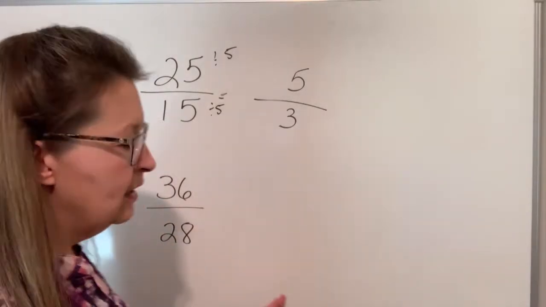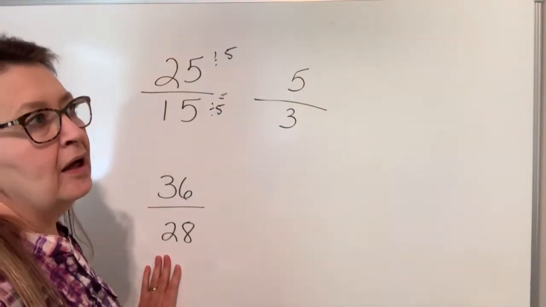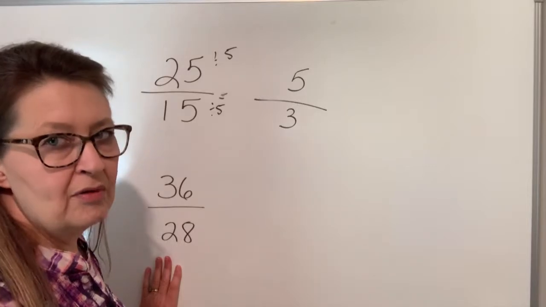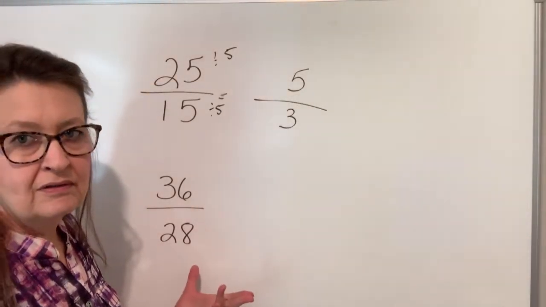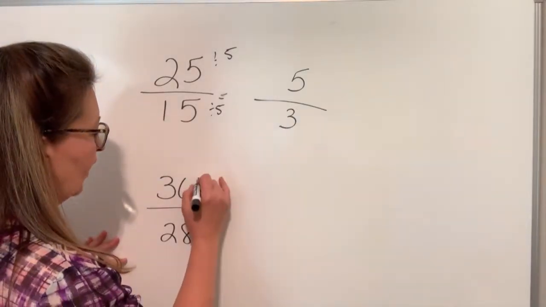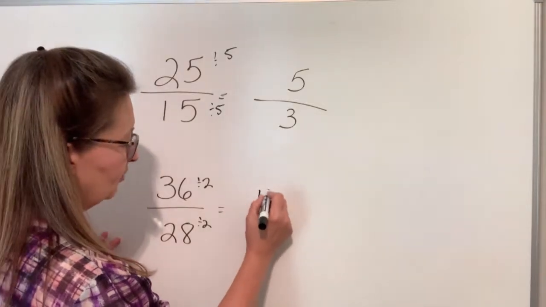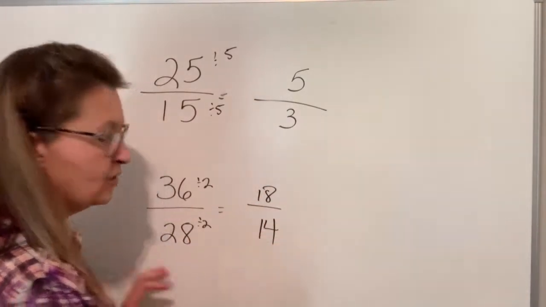And this is what I mean. Look at 36 over 28. Sometimes I don't want to take the time to figure out what the greatest common factor is. So I just look at them and say, well, they're both even. So 2 will go into both of them. If I divide both of these by 2, 36 divided by 2 is 18, and 28 divided by 2 is 14.